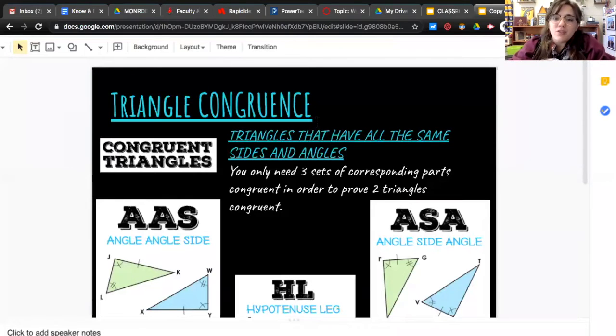Triangle congruence, again, is triangles that have all the same sides and angles. But we don't need all of that information to prove it. We only need 3 sets of corresponding parts. So we can have 2 angles and a side. We can have 3 sides. We can have an angle and 2 sides. We can have kind of a mix. And we're going to learn which mix proves beyond a shadow of a doubt that those triangles are the same. There are 4 that we will learn that you actually use pretty often. And there's a little extra bonus one that only works for special triangles, but it's pretty easy.